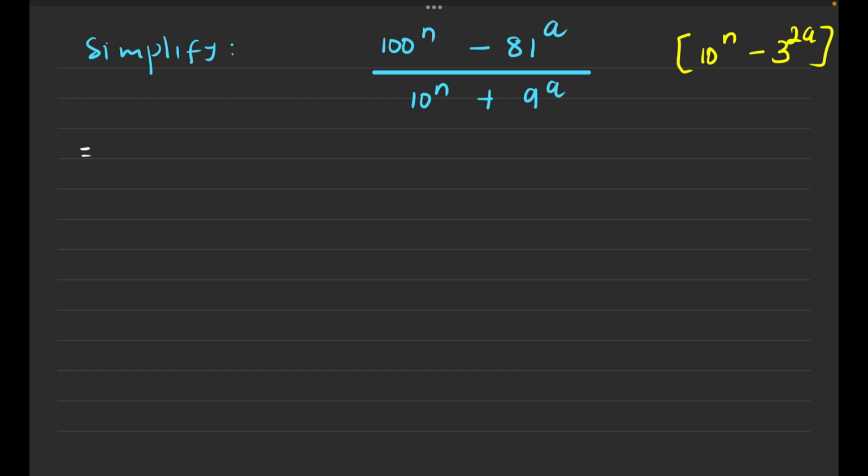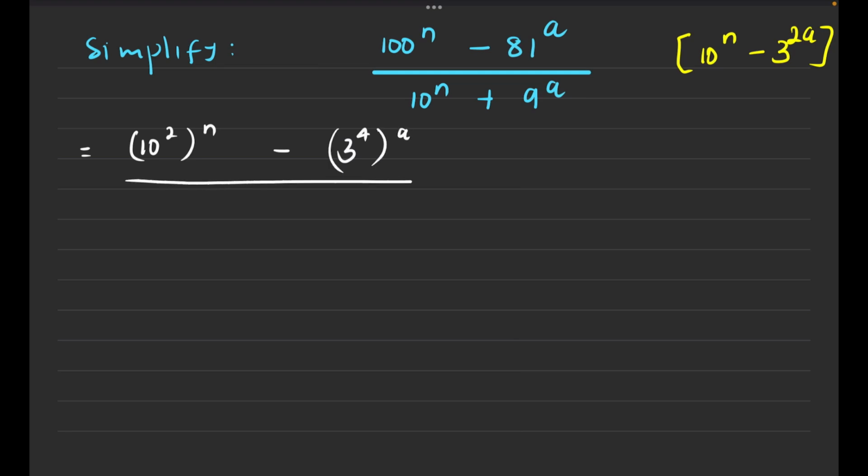First and foremost, guys, I am going to express 100, the base 100 here, as 10 squared. All of this is to the power n. Remember, what is in bracket is equal to 100, right? Minus, so 81 can be expressed as 3 to the 4, to the power now a.